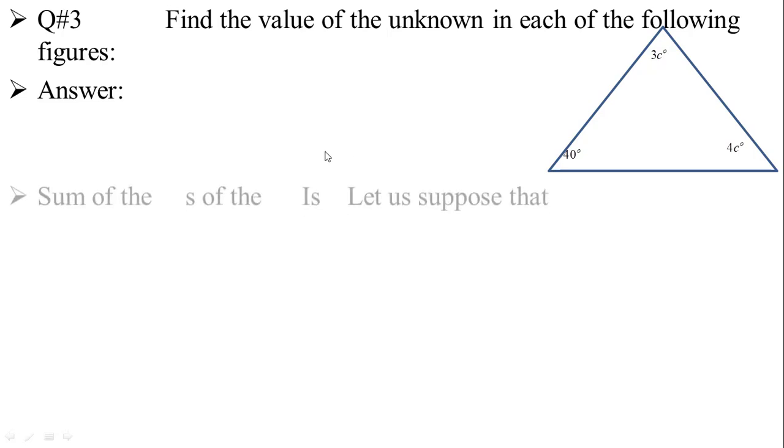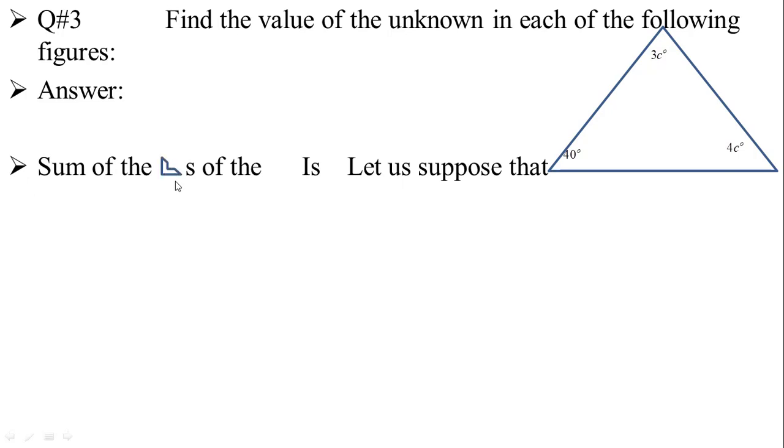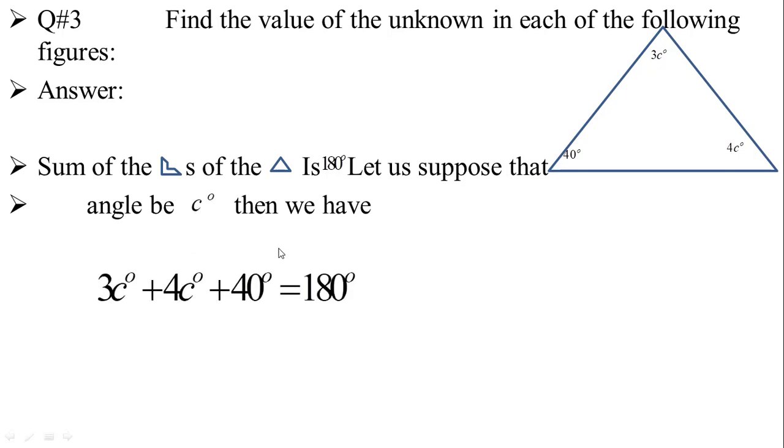Let's move to the third part. In the third diagram, we can see 3c degrees and 4c degrees, and the third angle is 40 degrees. Here the unknown we can find is c degrees. So we know that the sum of the angles of a triangle is 180 degrees. Let us suppose that the third angle is c degrees. We have 3c degrees plus 4c degrees plus 40 degrees is equal to 180 degrees.